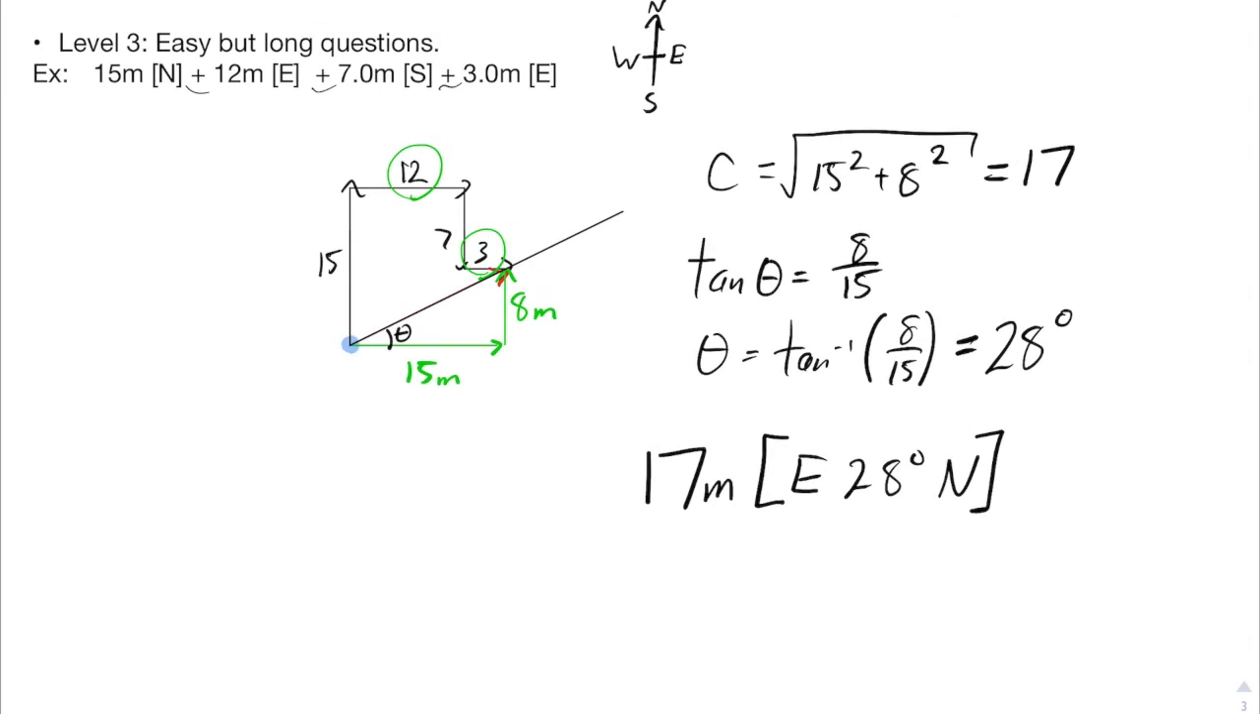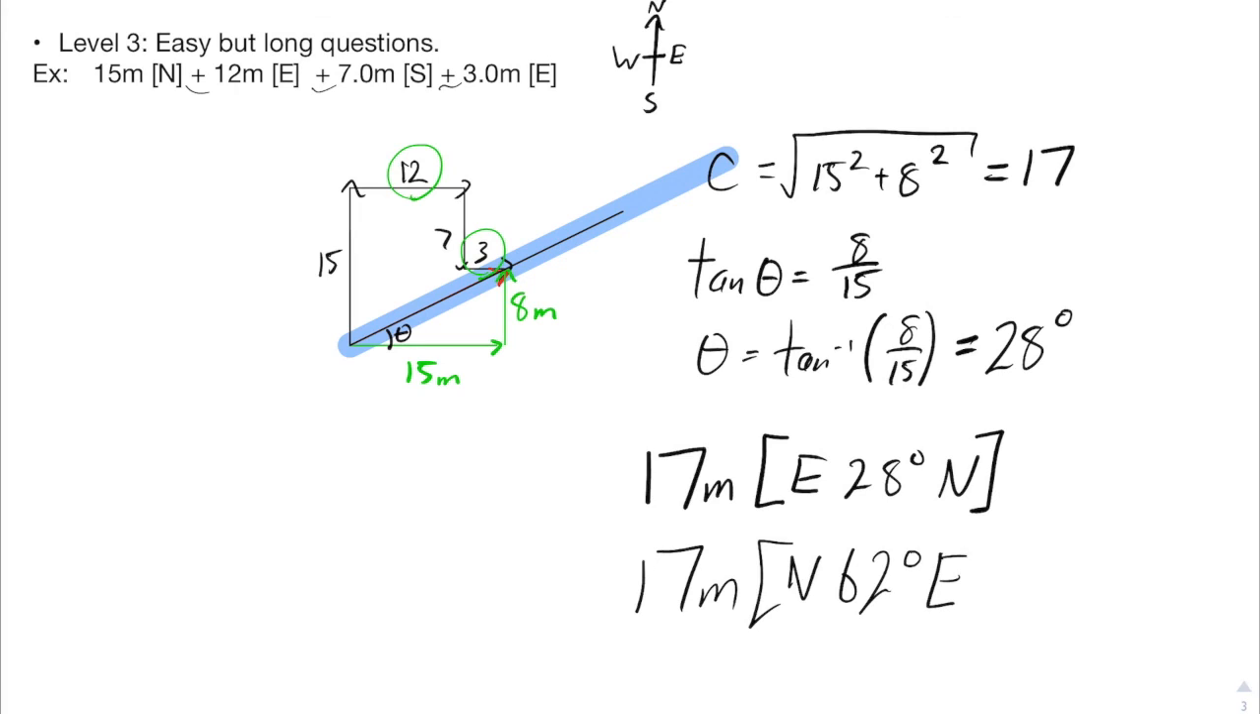Similarly, you can also say that this is starting from north and moving down 62 degrees. So another answer that is possible is 17 meters north, 62 degrees east. Both of these answers are actually correct.